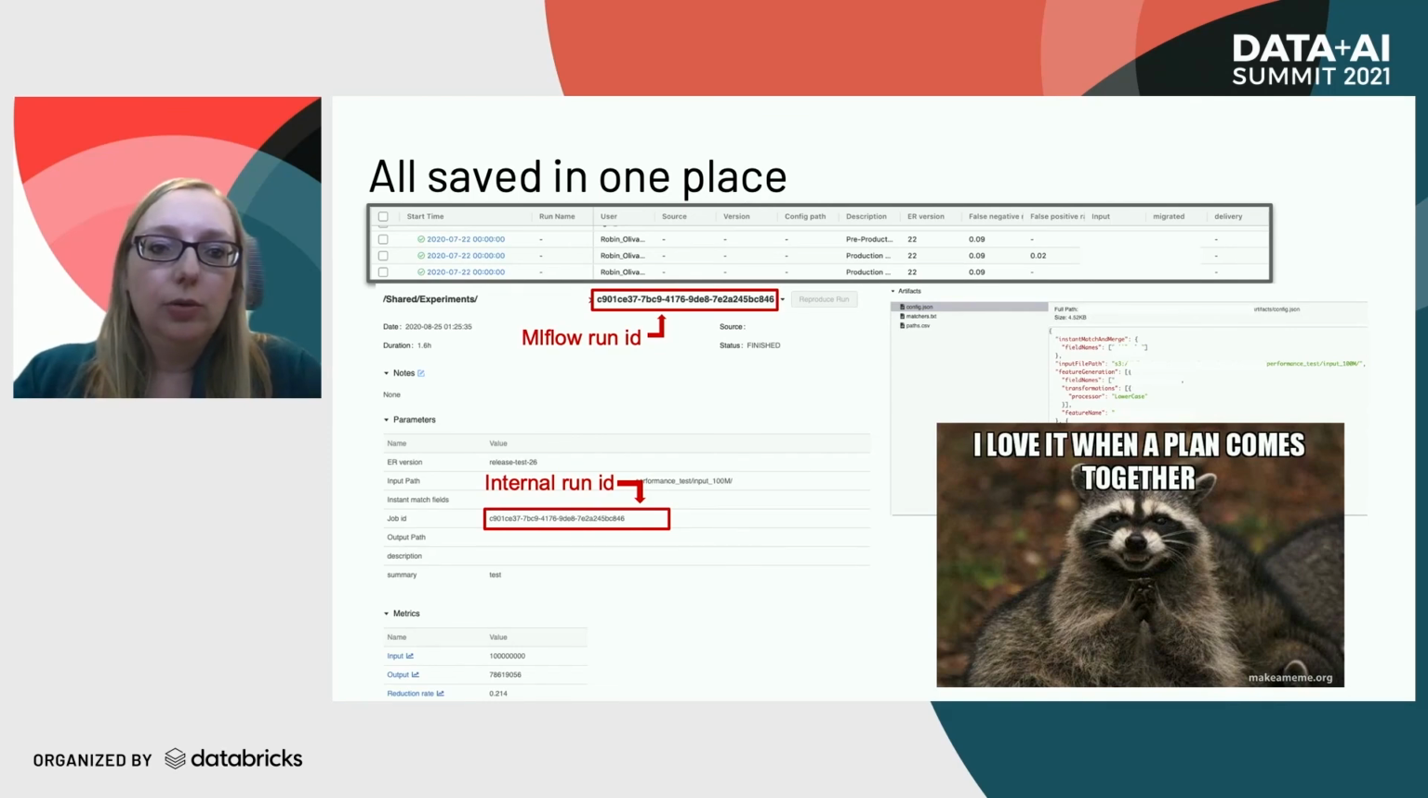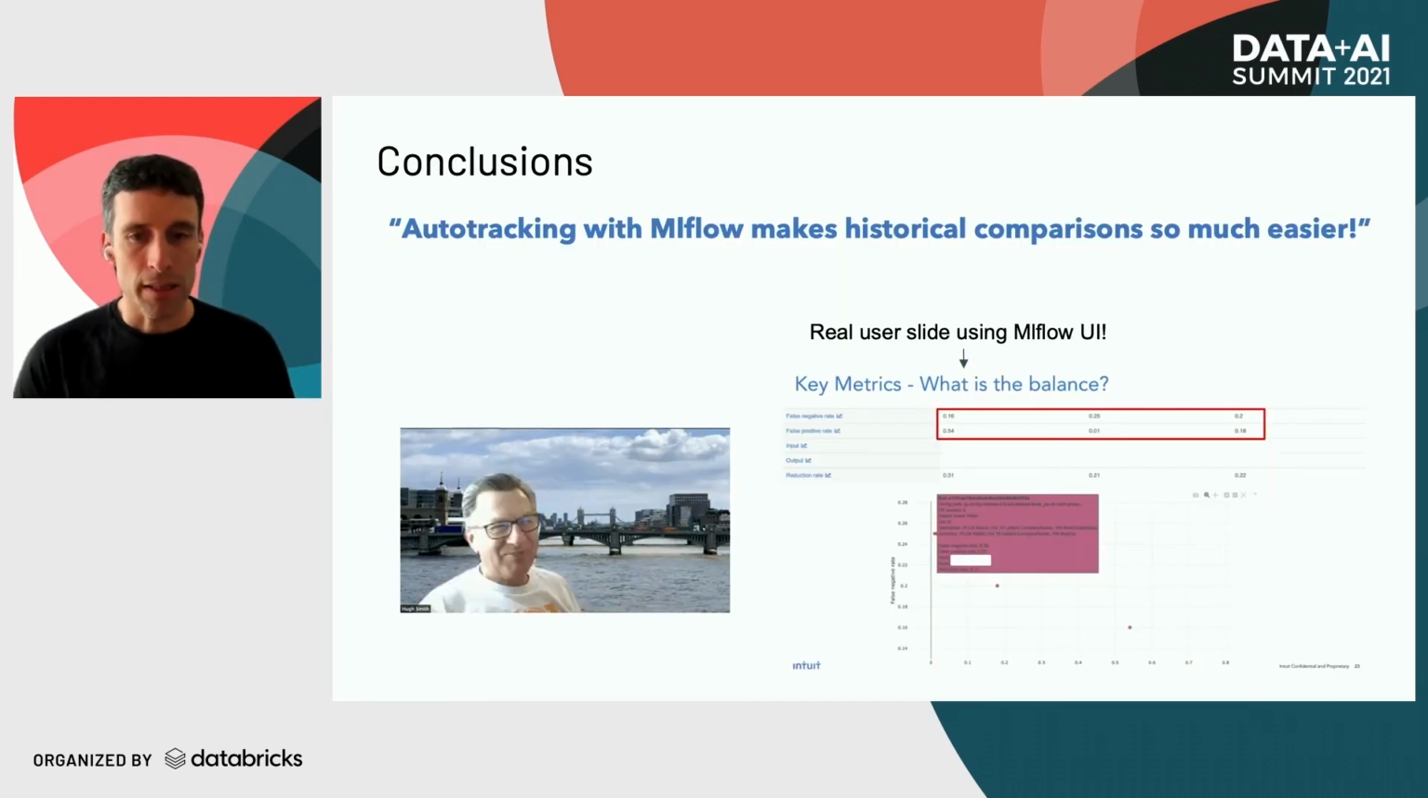And this is how it looks in the end. Everything is in one place, in one row. The user has all their information stored in one place. And back to Robin. All right, thanks, Maya.